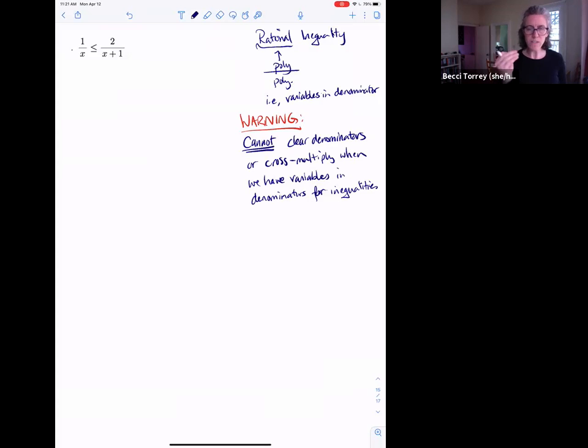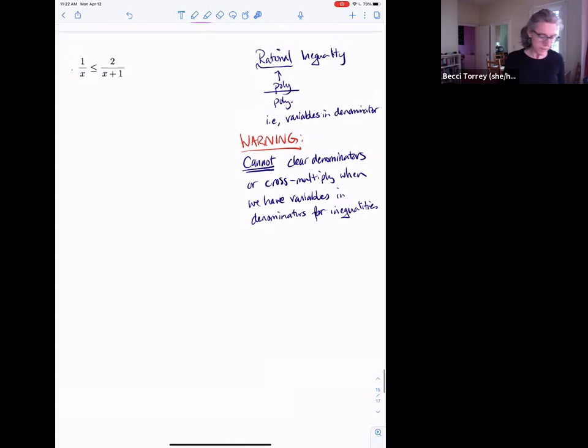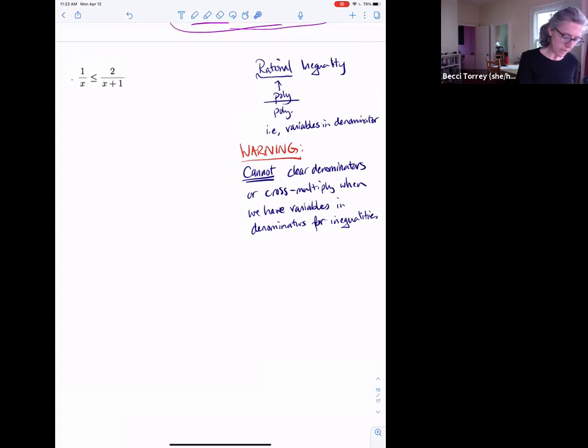When you have an equal sign, you can do that as long as you make sure that your solutions are in the domain in the end. But here we cannot do that. So unfortunately, we're going to have to add these rational expressions together. So we would do the same thing. We're going to get 0 on one side first.